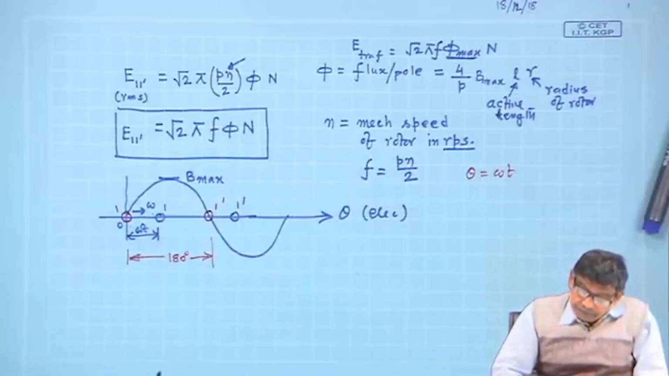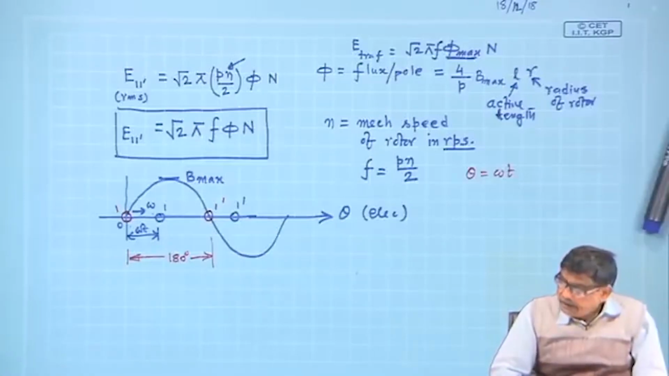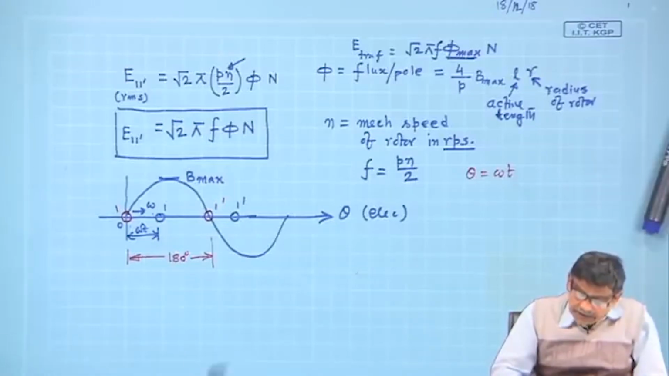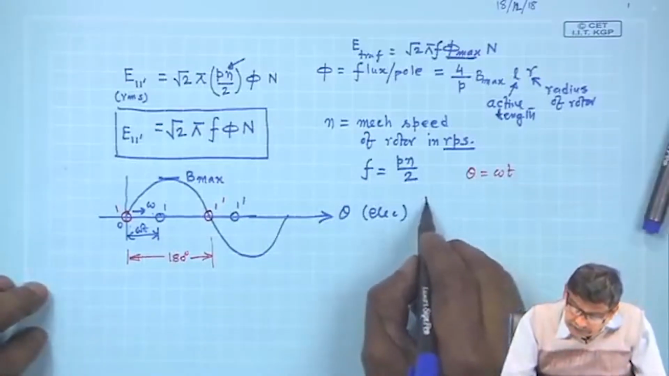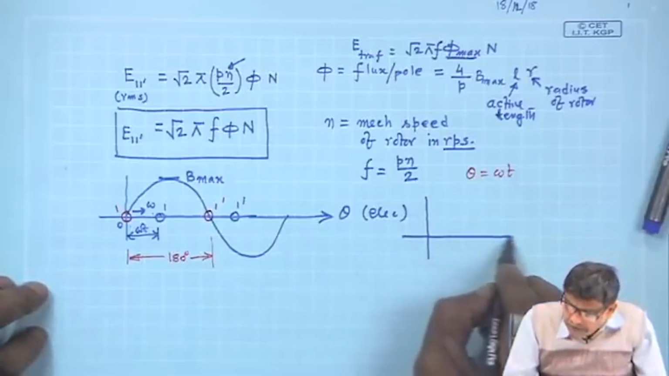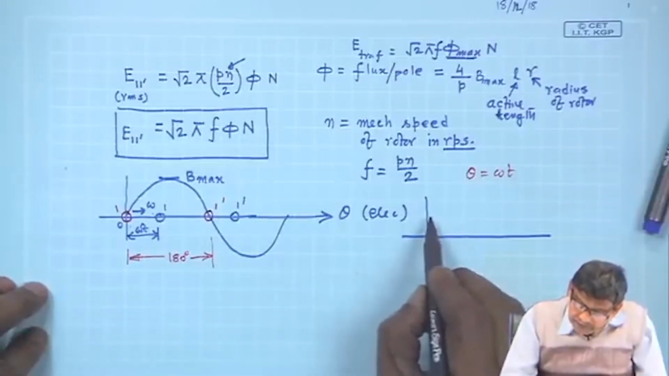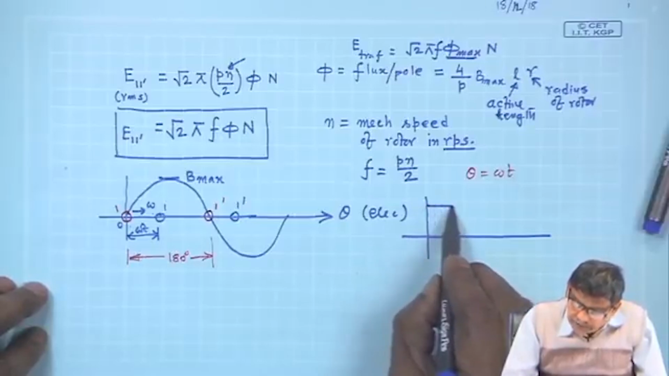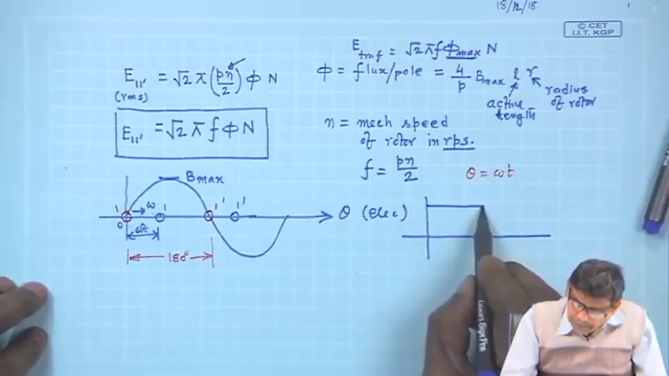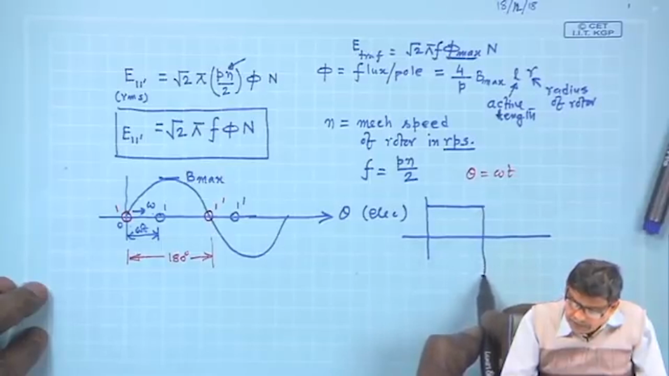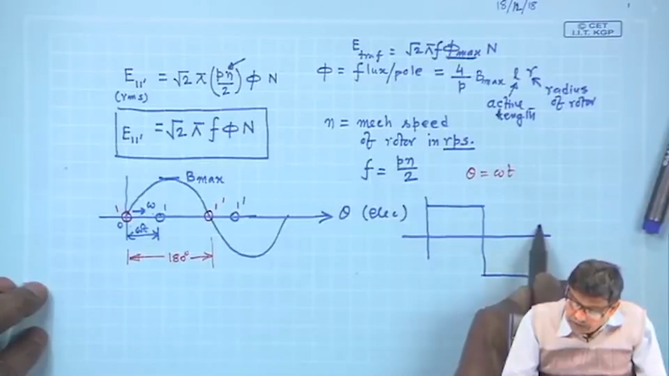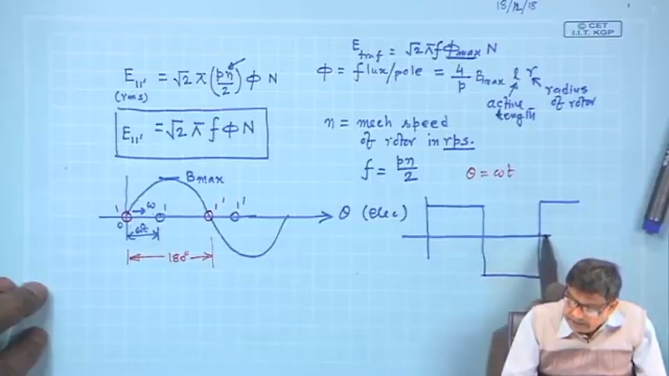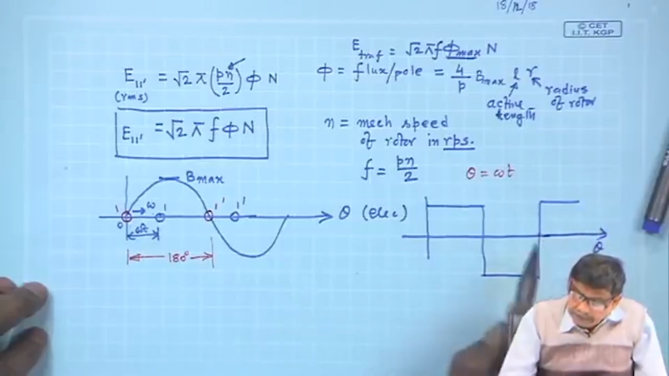Now, only one thing I would like to tell. I was telling you many times that after all, if you have a single coil, just listen, the flux density distribution will be rectangular in shape, is it not? That is what I was telling. South, north, they will go like this, and this is your space angle theta.